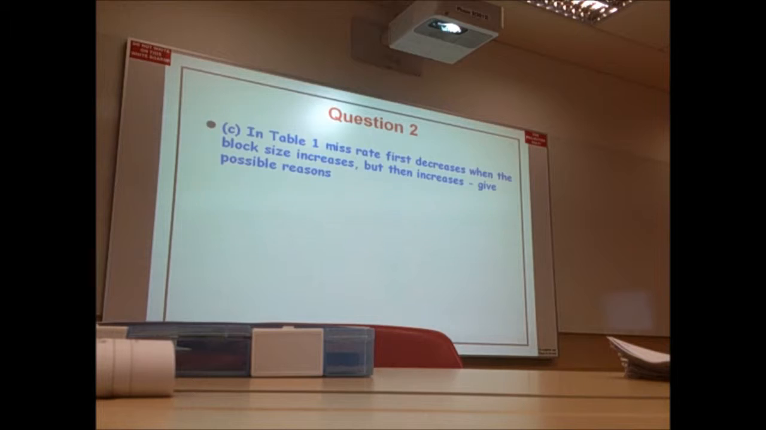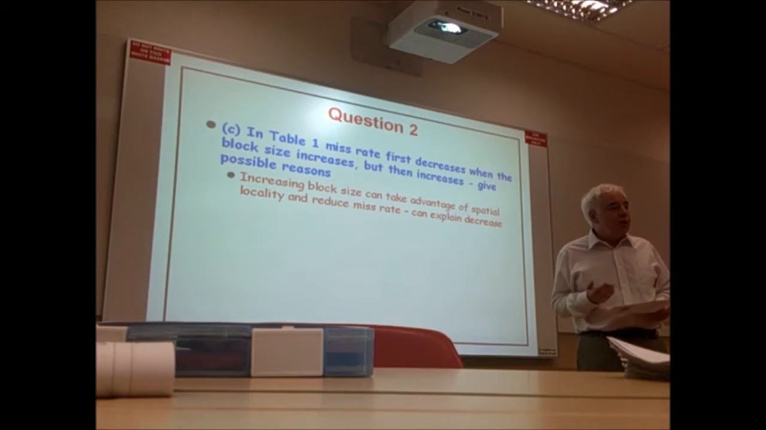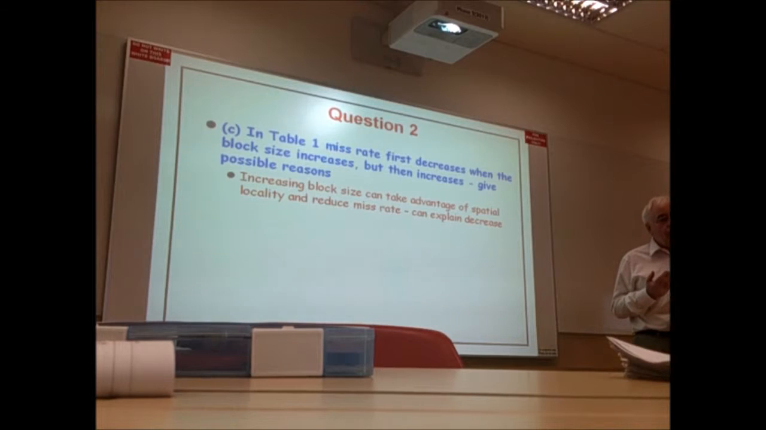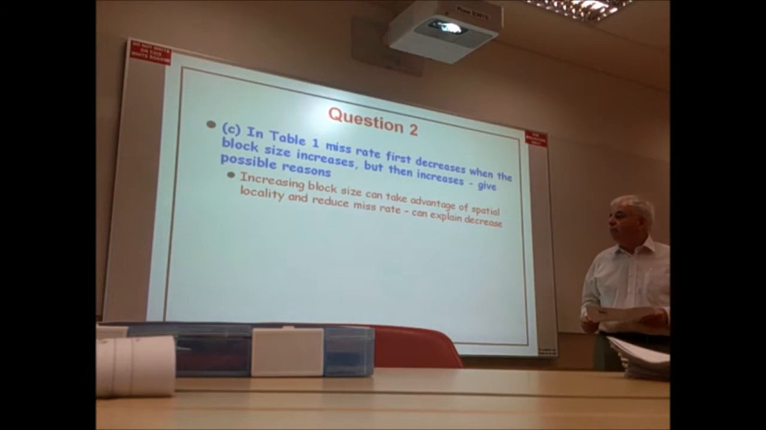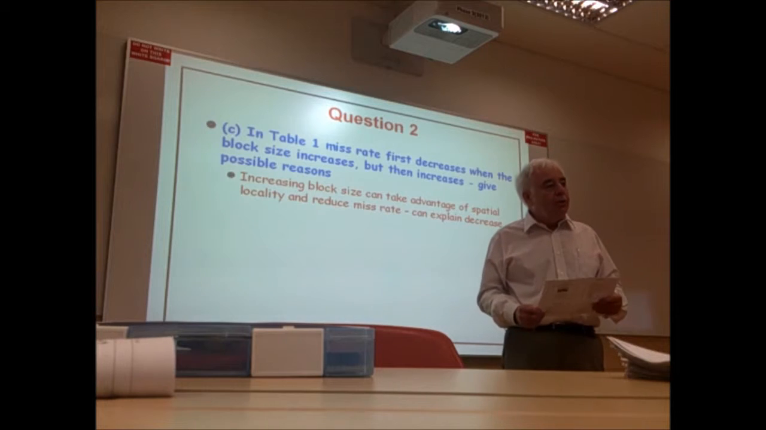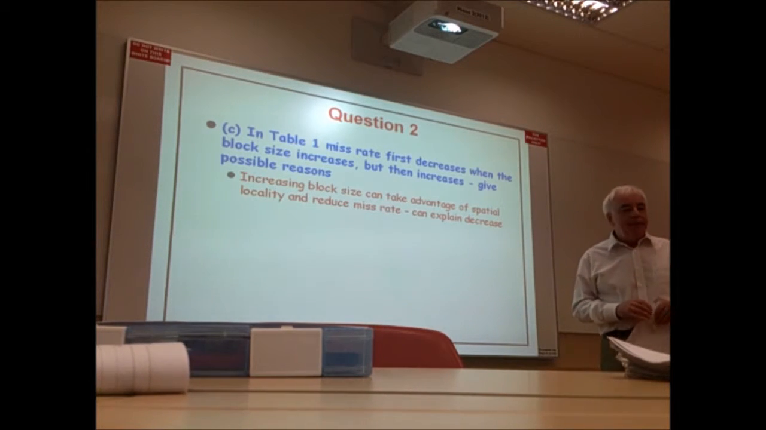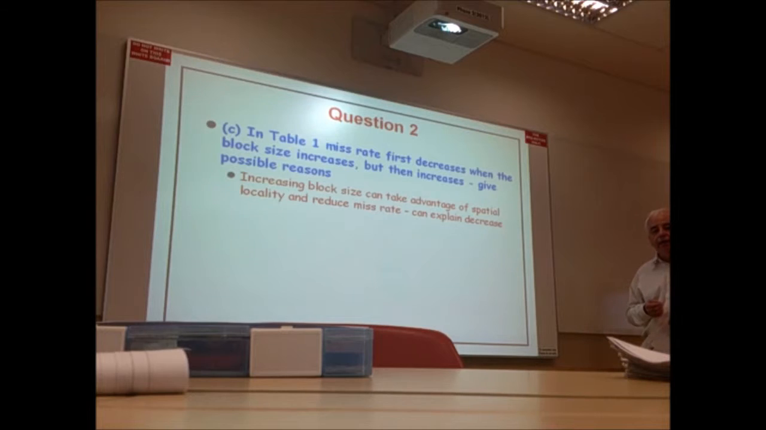Okay, so here's a possible explanation. Is it the ratio of the block size to your cache size? It will depend upon your particular program, but if your program has good spatial locality, which means that when you're accessing the data, you access data that's close to one another, then as you increase the block size, you're going to be able to take advantage of that spatial locality, and increasing the block size can then reduce the miss rate.